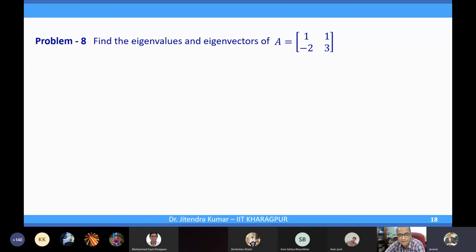Just a quick question again, to practice. Find the eigenvalues and eigenvectors of this matrix: 1, 1, minus 2, 3. What are the eigenvalues?